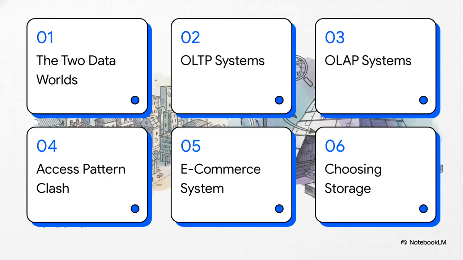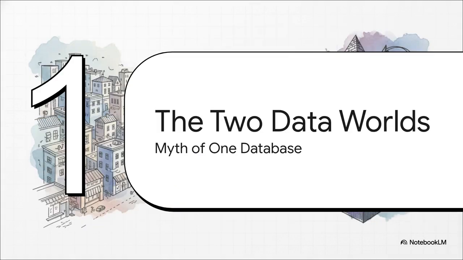So here's our roadmap for today's explainer. We're going to cover the two data worlds, OLTP systems, OLAP systems, the access pattern clash, a real-world e-commerce system design, and finally, choosing the right storage. Let's go. Section 1, the two data worlds and the myth of the universal database.